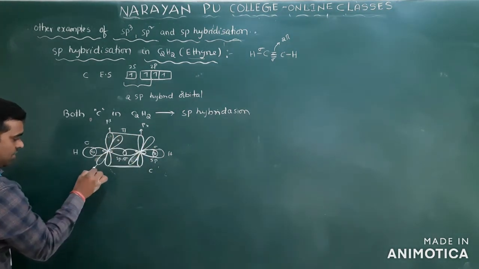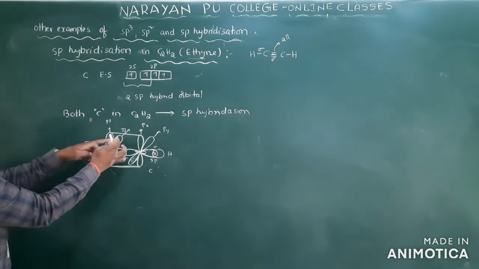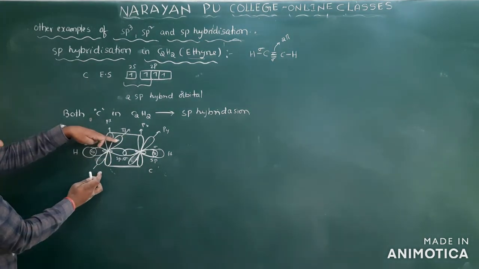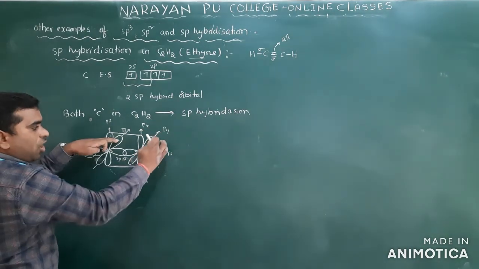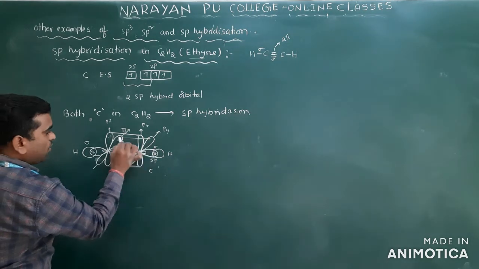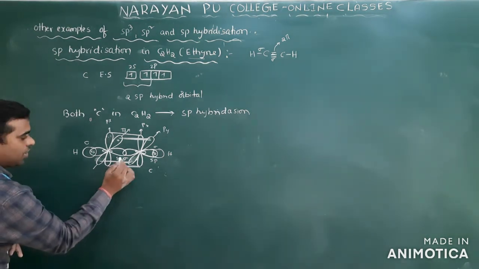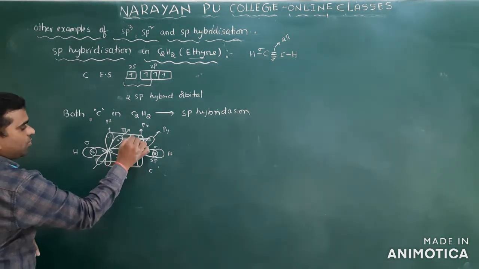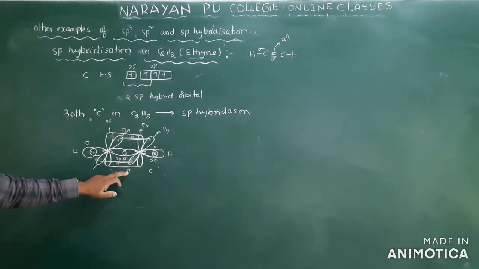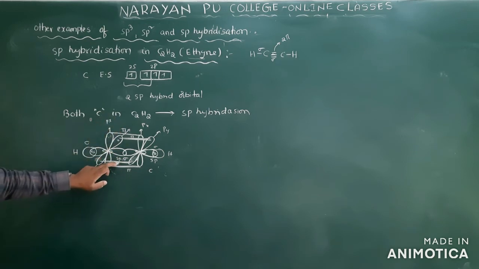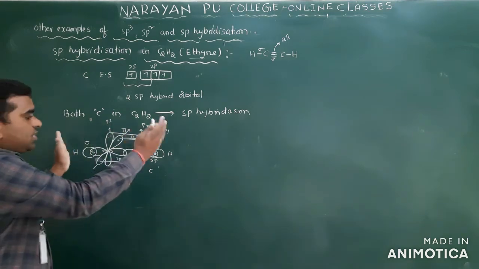And here overlap. Assume this is px and this is py. Yeah, py. One unhybridized py orbital overlaps sideways with the py orbital of another carbon. This is overlap. Clear? So which bond will be formed? Here you will get the pi bond. So how many pi bonds will form here? Two pi bonds, and both are the same type. Clear? So this is upper overlapping and downward overlapping. So this is sideways overlapping.